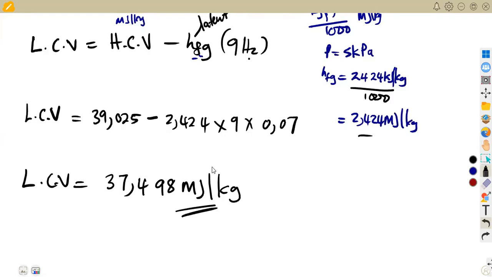That is how we play around with this information. Sometimes you are not given the latent heat directly. Then you need to calculate it from the pressure, and you have to use your steam table to do that.